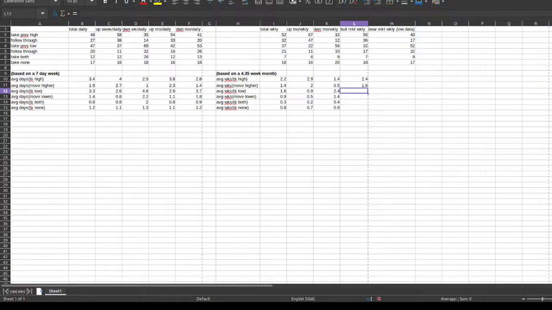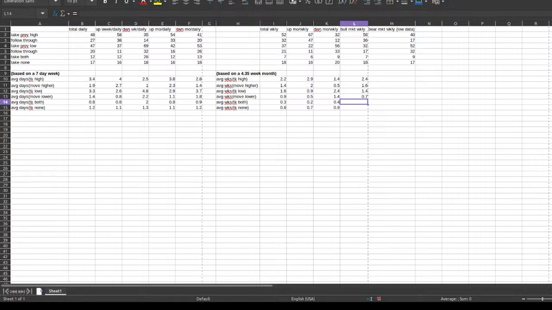So to move lower, it's going to be 0.32 times 4.35. That's 1.4. No, to make a low. Yeah, that's it. And then to move lower, it's 1.7. Or actually, no, it's 0.17 times 4.35. And that's going to make 0.7.